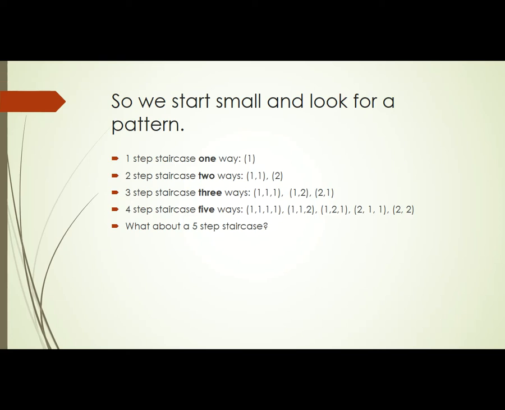1, 1, 1, 1, 4 ones in a row. 1, 1, 2, 1, 2, 1, 2, 1, 1, and then the 5th one, 2, 2. So take a look at those and convince yourself that for a 4-step staircase there really are 5 ways.